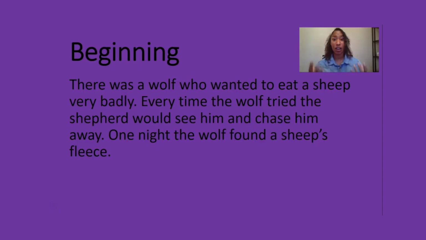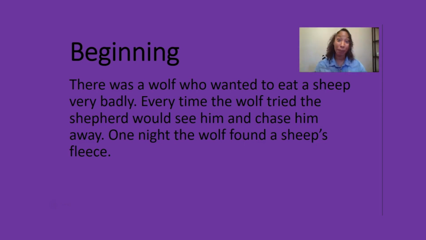At the beginning of the story, let's think about those important events. Ms. Hickman already did it for you. At the beginning of the story, there was a wolf that wanted to eat a sheep very badly. That's important. Every time the wolf tried, the shepherd would see him and chase him away. That's important too. The wolf wanted a sheep. The shepherd always chased him away. And lastly, at the beginning, that's where the wolf finds the sheep's fleece. All of these things are very, very important to this story.